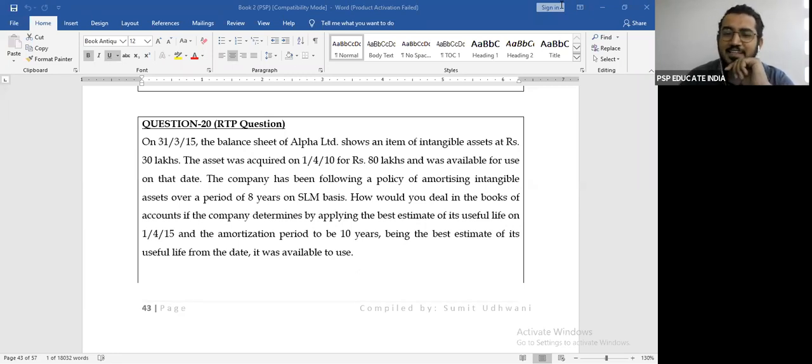So 8 years के लिए कितना year लगेगा? For 80 lakhs to amortize 80 lakhs, how many years will you need?